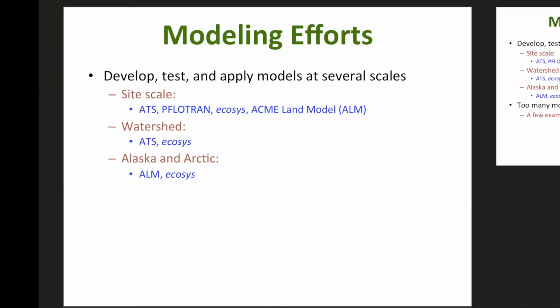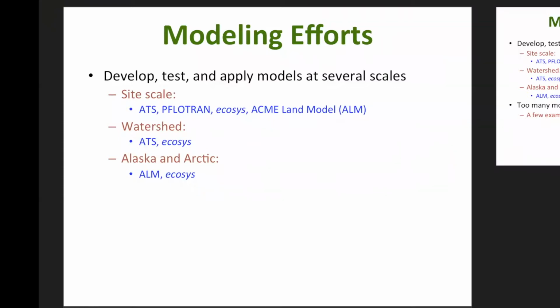So at the site level, and this is now both at the Barrow and the Seward Peninsula sites, we're applying three models that are three-dimensional. They're essentially three-dimensional reactive transport models with some forms of biogeochemistry and plant representations of them. That's the ATS, which is the Arctic Terrestrial Simulator, PFLOTRAN, and EcoSys. And then at the site scale, we also apply the ACME land model.